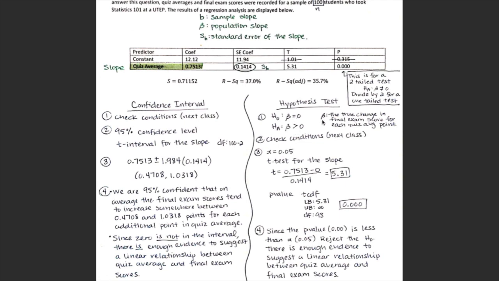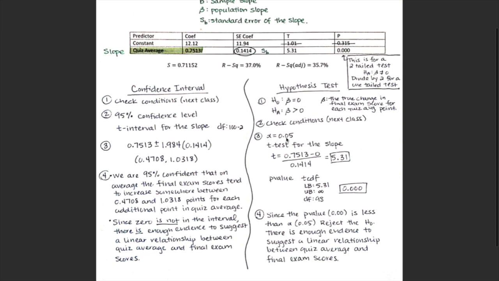All right, and then don't forget to define your variable. What is this population slope? Right, remember slope is change in y over change in x, so the true change in the y, the final exam score, for each x, your average quiz score, okay, for each average quiz average point. Okay, then you should check your conditions. Again, we'll talk about this next class. Step 3, state your significance level. It didn't give you anything, so I just chose the general 0.05. Name the test, a t-test for the slope.